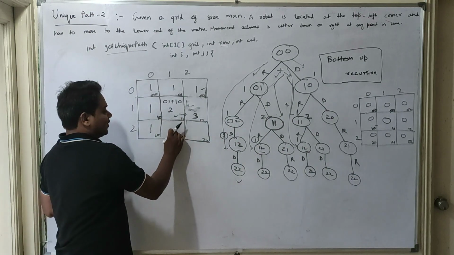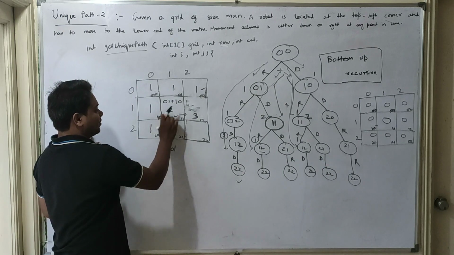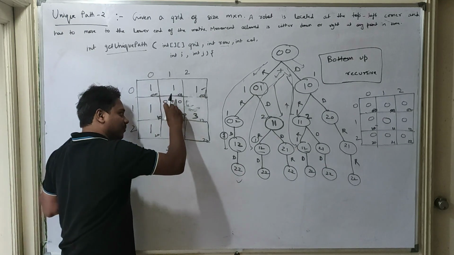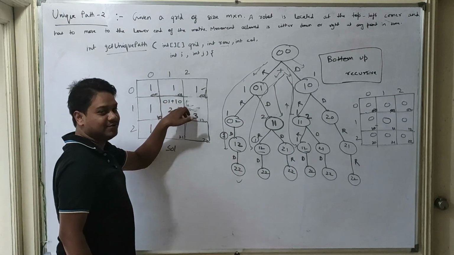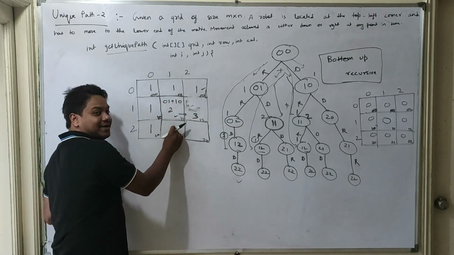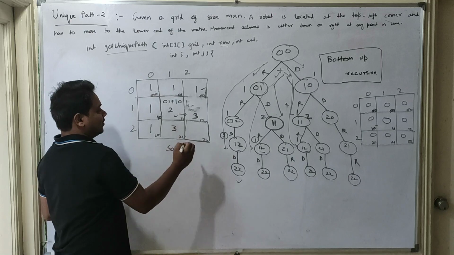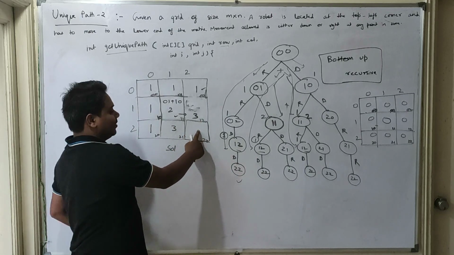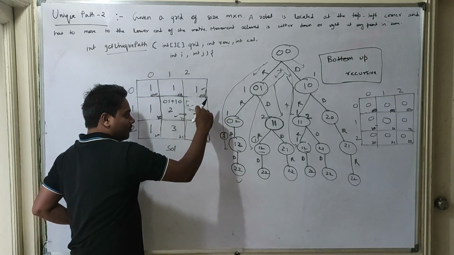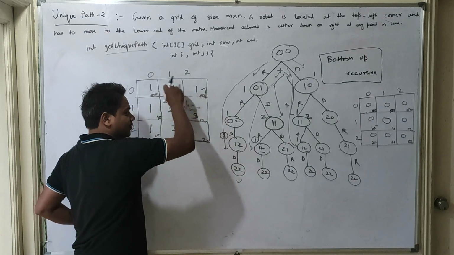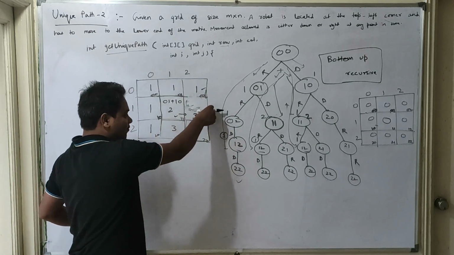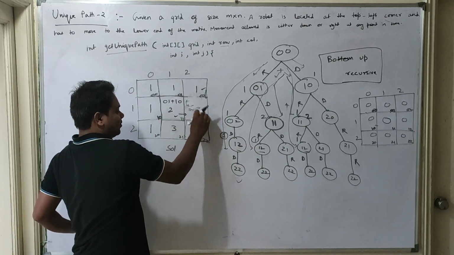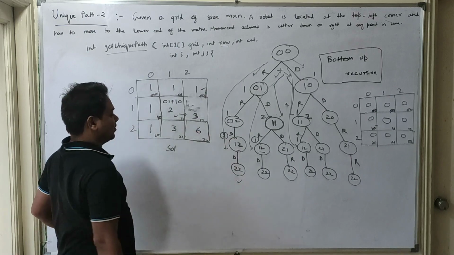Now to calculate for 2 1, again we can sum these two. We can either move down from the point where we have reached, or we can move right. So total 3. Then in order to reach this cell, how many paths are there? Either we can move down from 0 0 to the 1 2 cell, or we can move right. So total number of paths is 6.